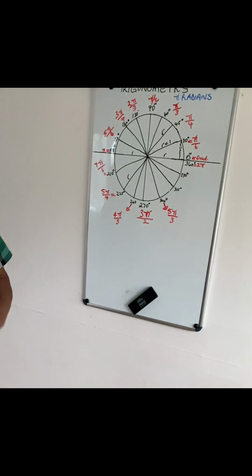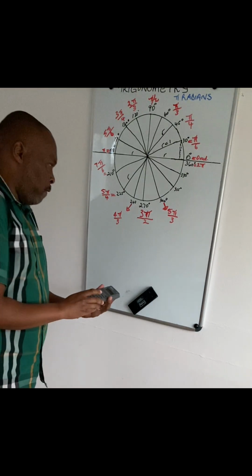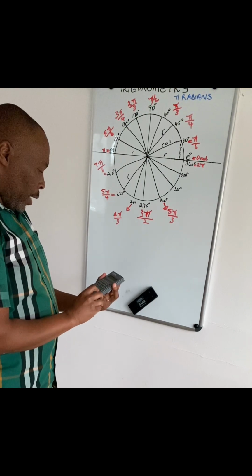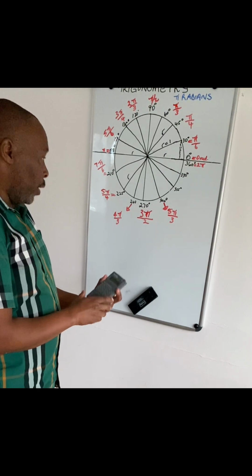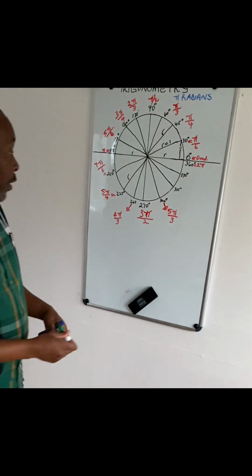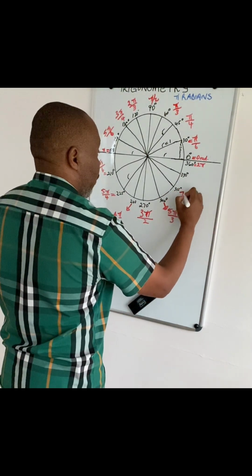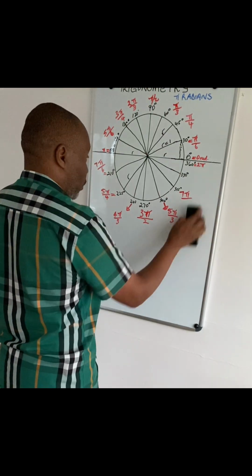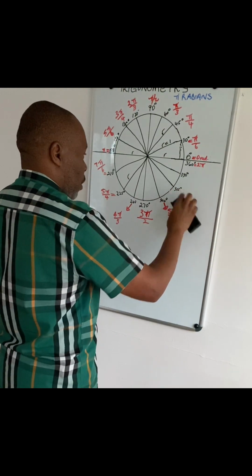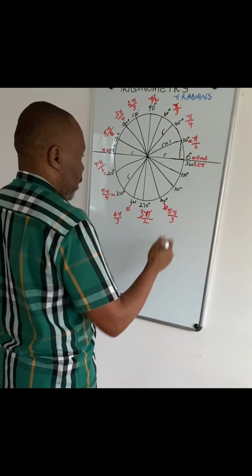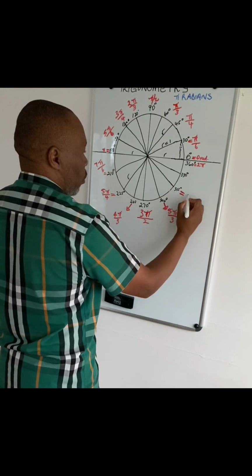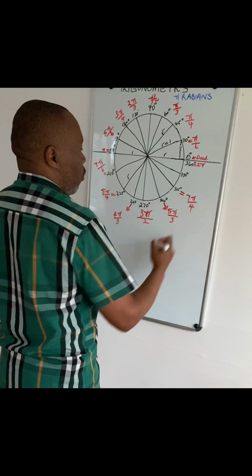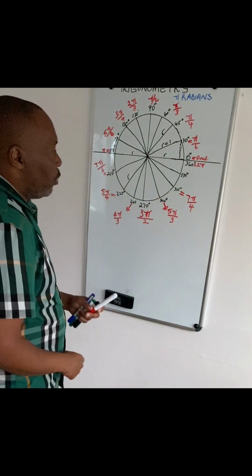And then we come to 315. 315 is 7 pi over 4. Let's check. 7 times 180, and then we divide it by 4. Gives us 315. I want you to see it clearly. 7 pi divided by 4 is equal to 315.